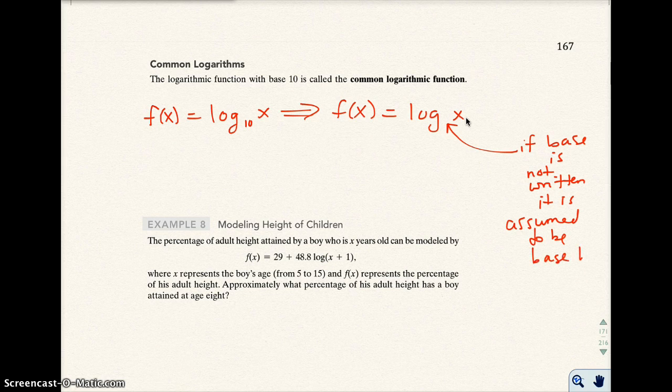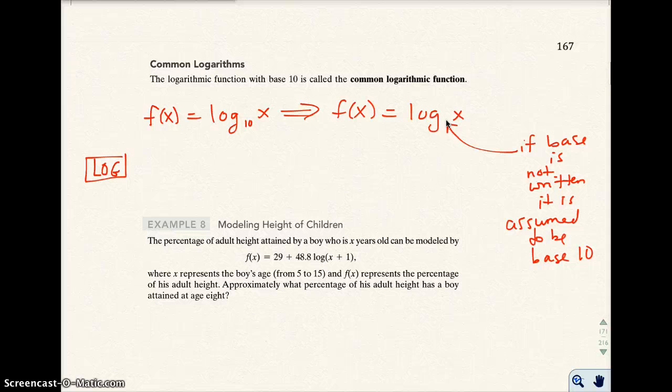So if you see a log function or a log expression, and there's no base there, you have to assume the base is 10. So on your calculator, there's a log button. If you have the TI-30X IIS, it looks like this. It's on the first column, second button. If you type in log, the calculator assumes it's base 10.